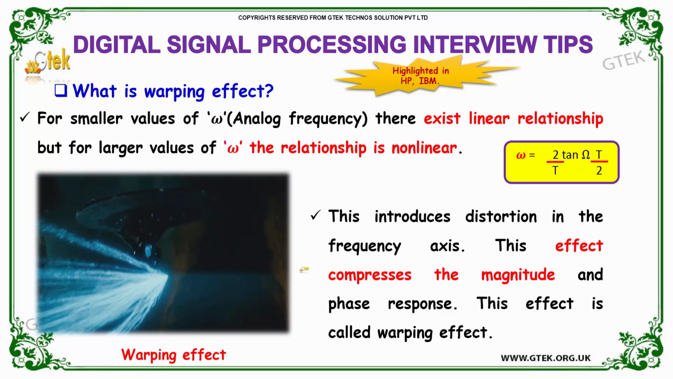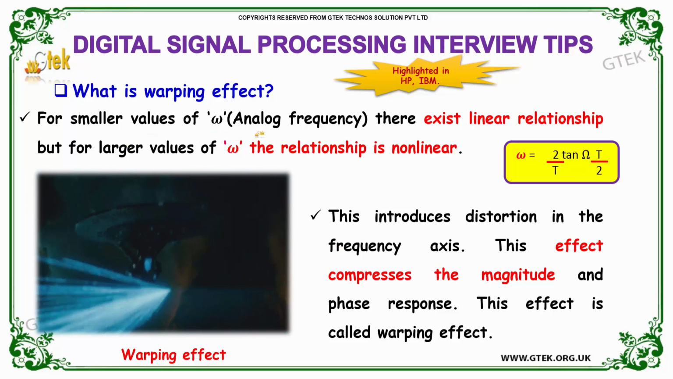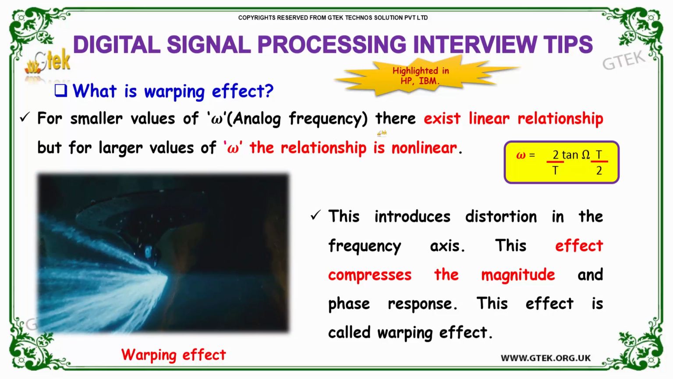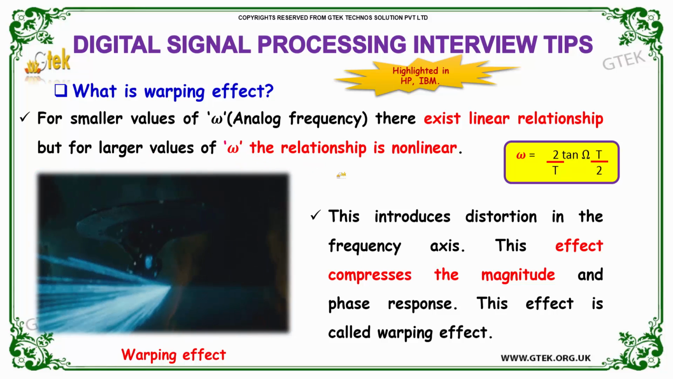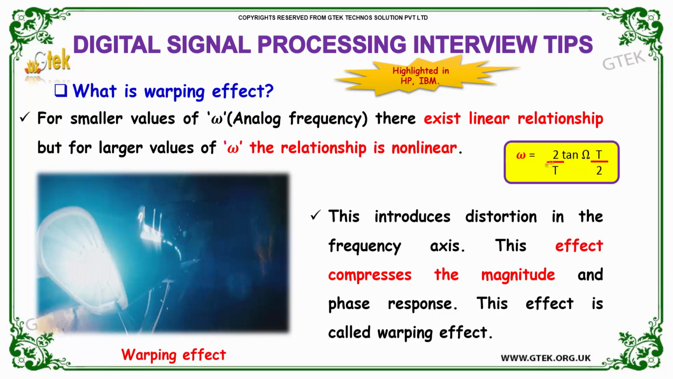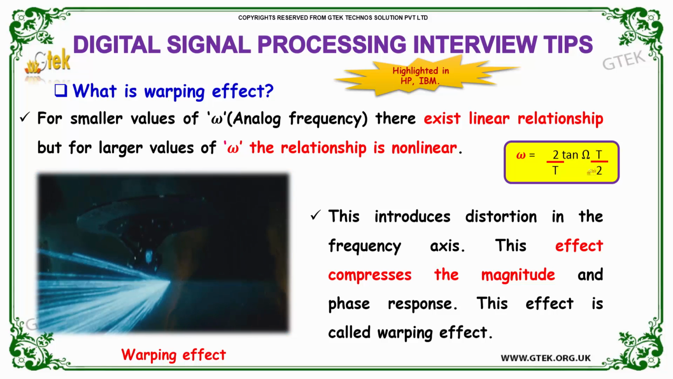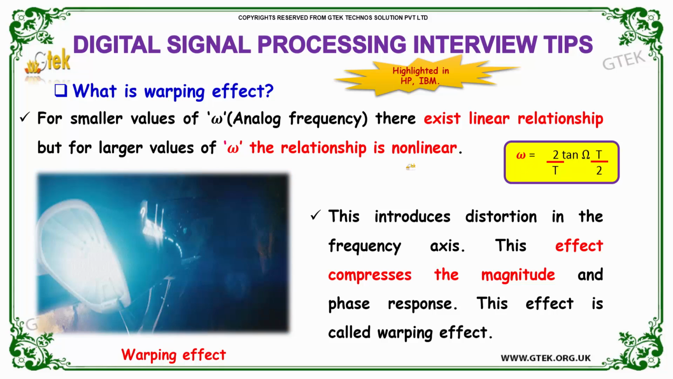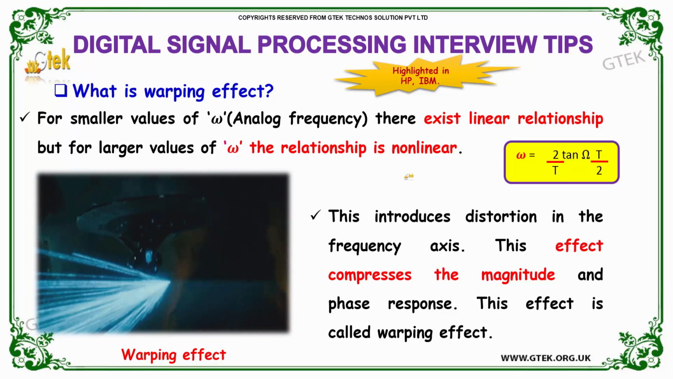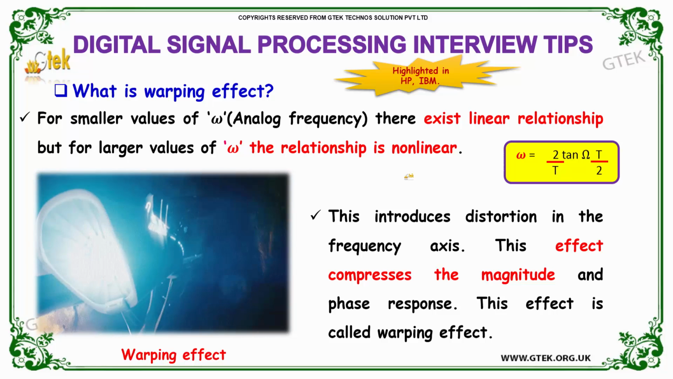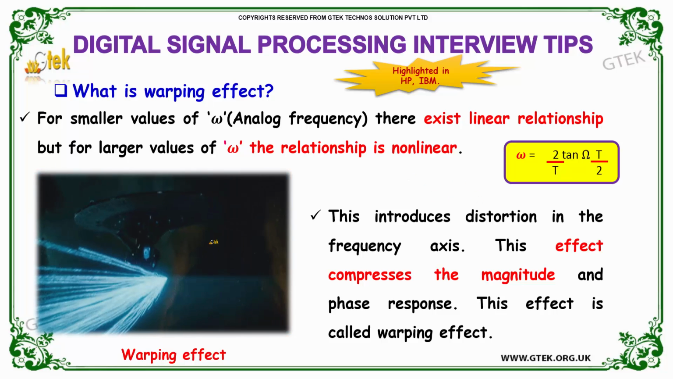Here we have the next question. What is warping effect? For smaller values of omega, that is analog frequency, there exists a linear relationship, but in terms of larger values of omega, the relationship is non-linear. The value of omega is 2 divided by T, tan(omega T by 2). This introduces distortion in the frequency axis. This kind of effect compresses the magnitude and the phase response. This kind of effect is called the warping effect. You can see the warping effect depiction over here very clearly.